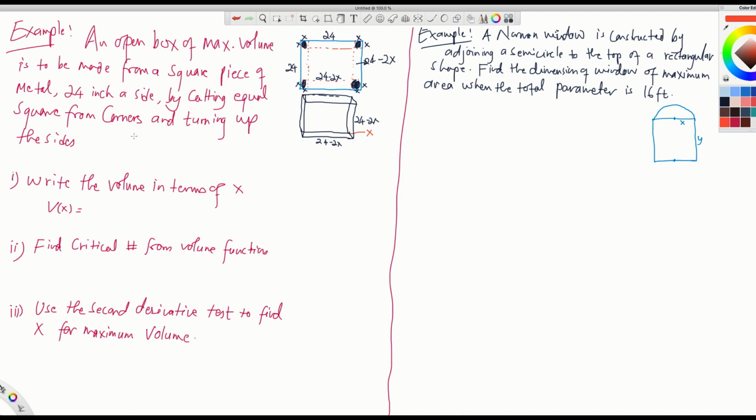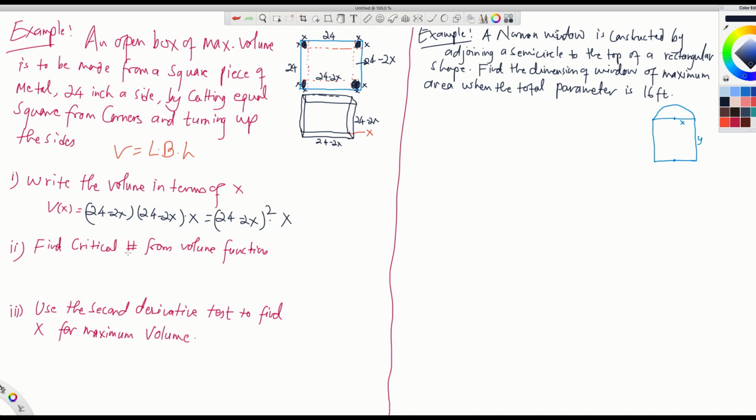Do you remember what the volume of the box is? The volume is length times breadth, or width, times the height. So the first question is to write the volume in terms of X. The volume will be length times width times height. So that will be 24 minus 2X times 24 minus 2X times X. If you simplify this, you will get 24 minus 2X squared times X.